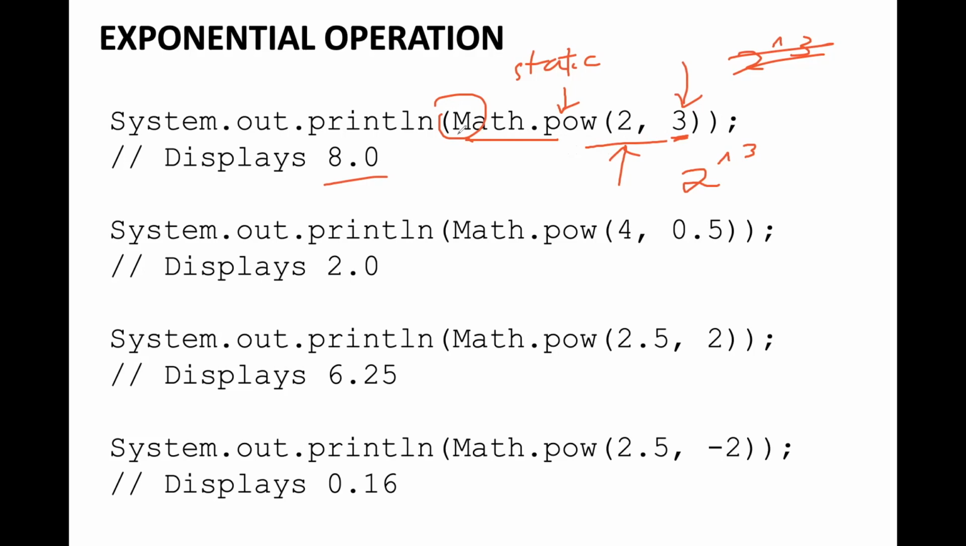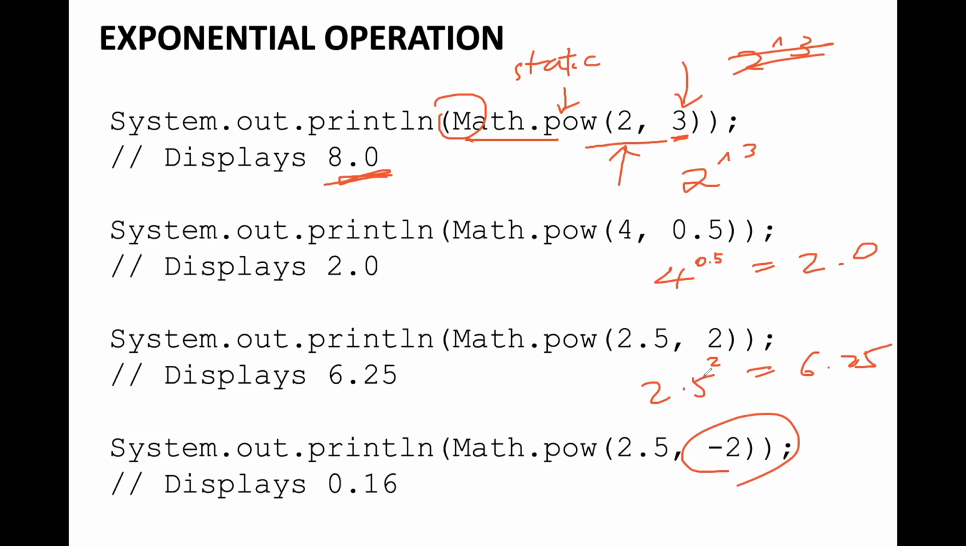And notice that the return type of your Math.pow function is a double. This is not an integer. Therefore, when you run it, you get 8.0 instead of 8. Same thing with 4 raised to the power of 1 half. This gives you 2.0 instead of 2. Same thing with 2.5 raised to the power of 2. This gives you 6.25. You get the idea. You can also have a negative power.